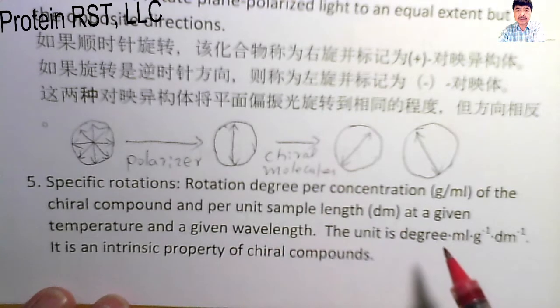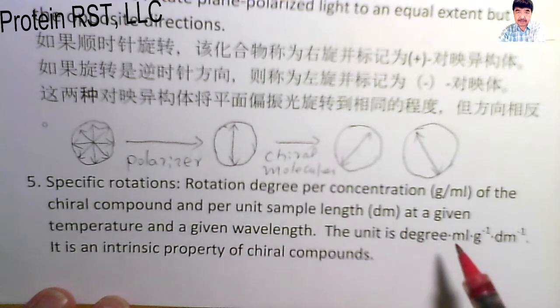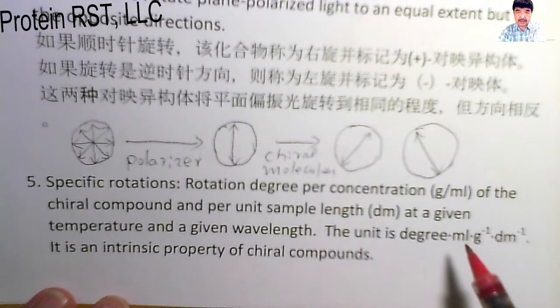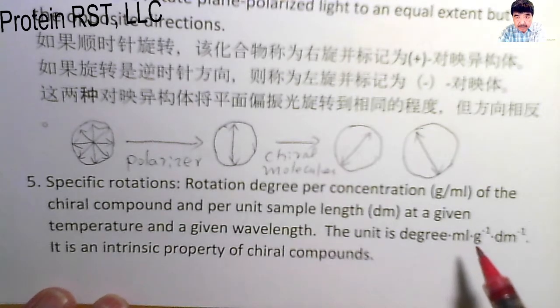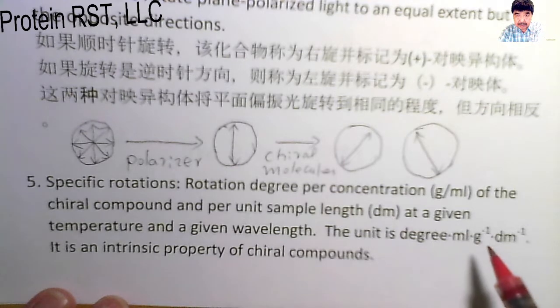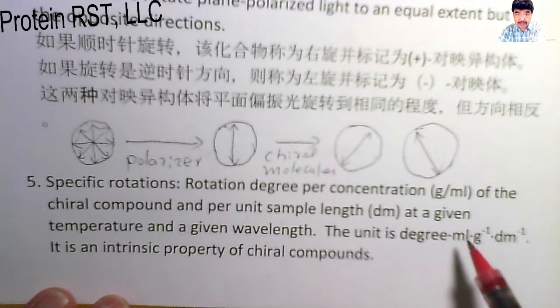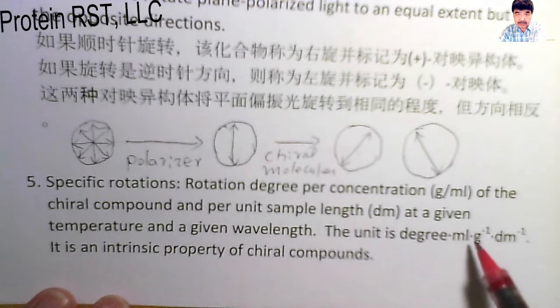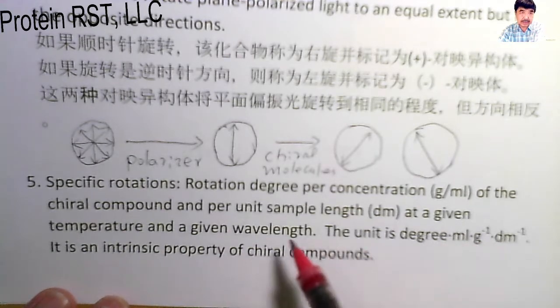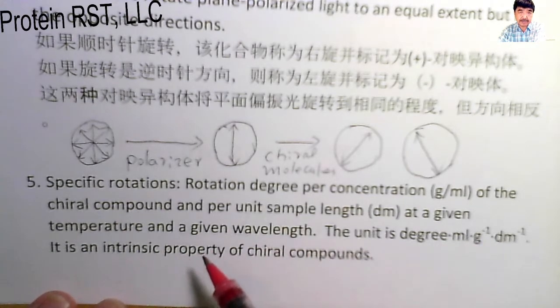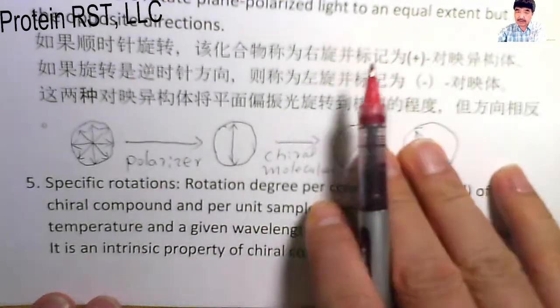The unit is the degree multiplied by milliliter per gram and per decimeter. This is the degree, then this is the volume, this is the mass, and this is the length. It's an intrinsic property of a chiral compound.